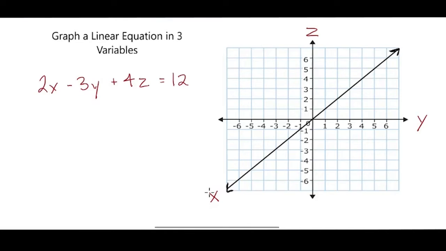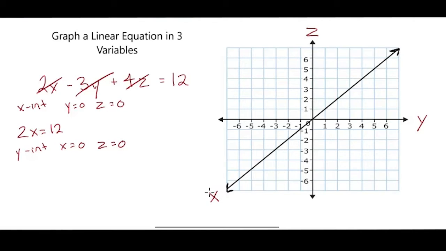So in order to find my x-intercept, that is where y equals 0 and z equals 0. Okay, well, if I made my y 0 and my z 0, that would just leave me with 2x equals 12. In the same way, to find your y-intercept, you make x equals 0 and z equals 0. So I would cancel the x and the z, and I am left with negative 3y equals 12.